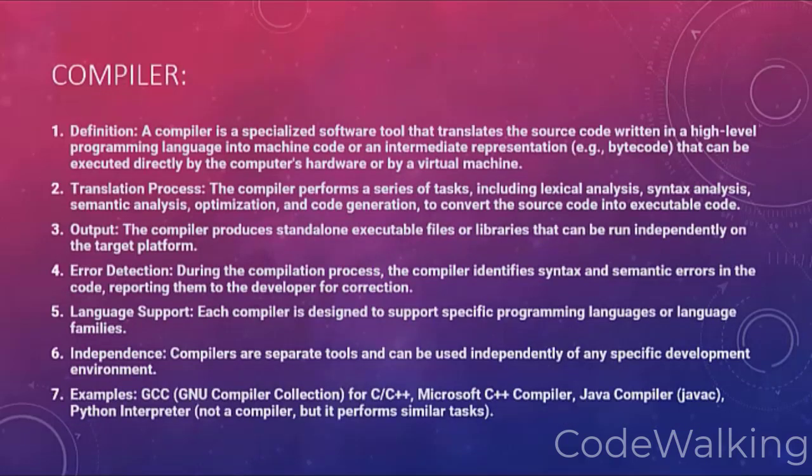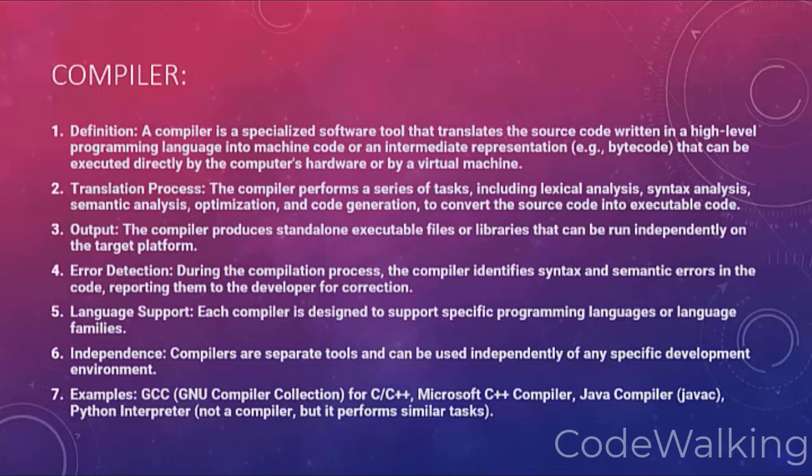Now we learn about the compiler. Definition: a compiler is a specialized software tool that translates source code written in a high-level programming language into machine code or an intermediate representation, bytecode, that can be executed directly by computer hardware or by a virtual machine. A compiler basically takes the code you made and changes it into the language that your computer can understand. Sometimes it's machine code, sometimes it's bytecode, so it makes it easier for the computer to understand what you have written in your code.